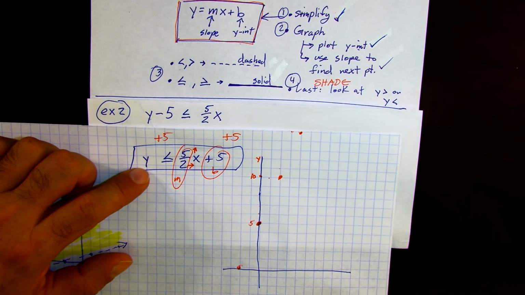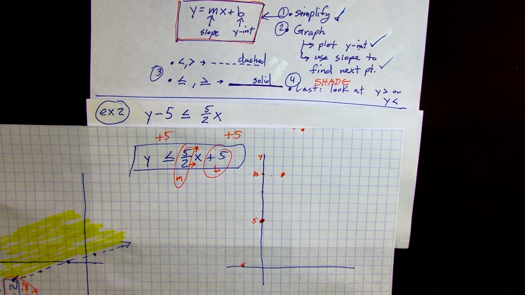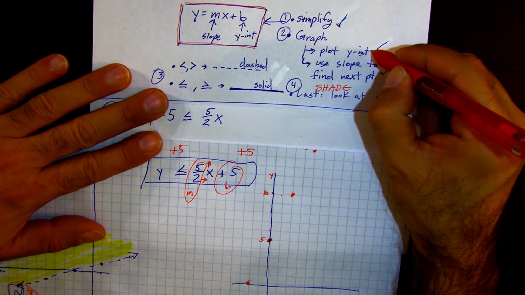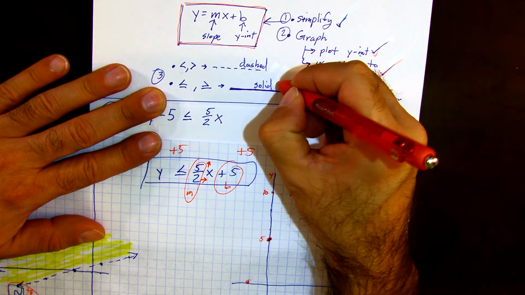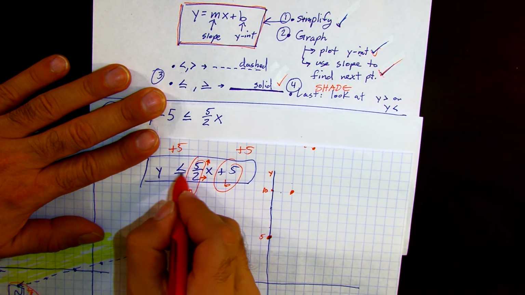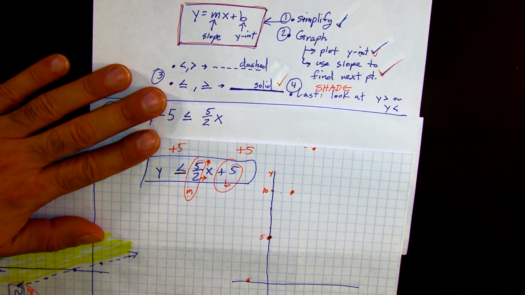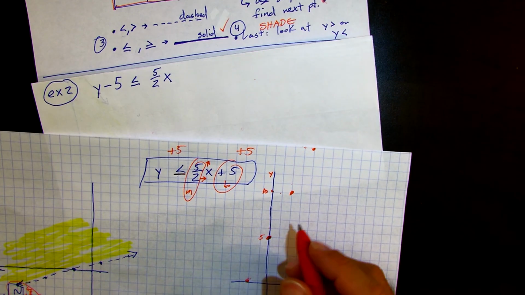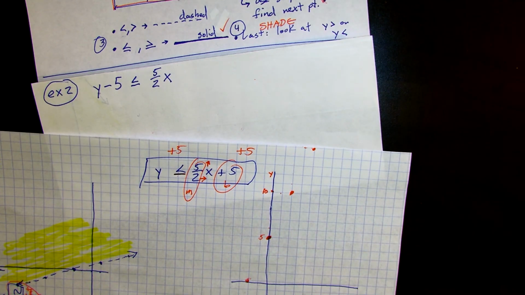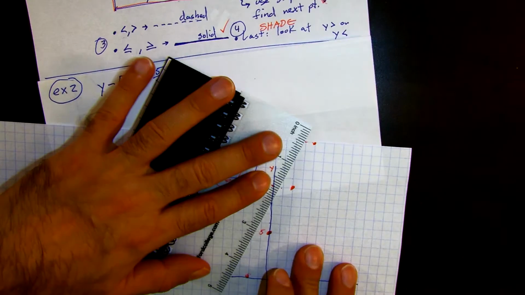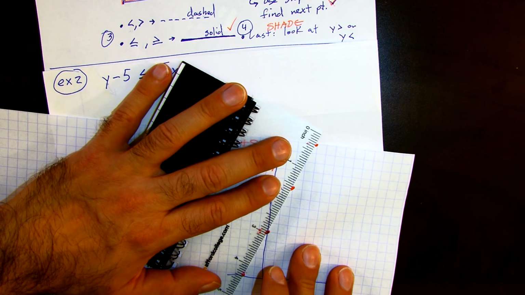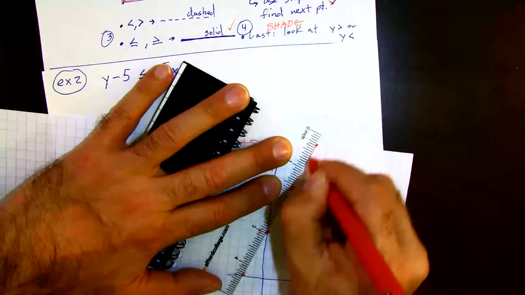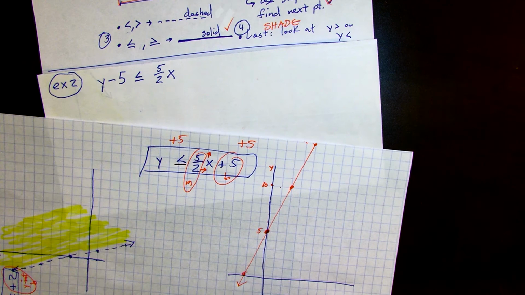Okay. And then tell me in the chat, is this solid or dashed line? Solid or dashed? That's our next step. Good. So we did this. We plotted the y-intercept. We sloped to find the next point. We know that it's solid because it could be equal to. So I'm going to go ahead and use this, and I'm just going to make a straight, solid line. Okay.